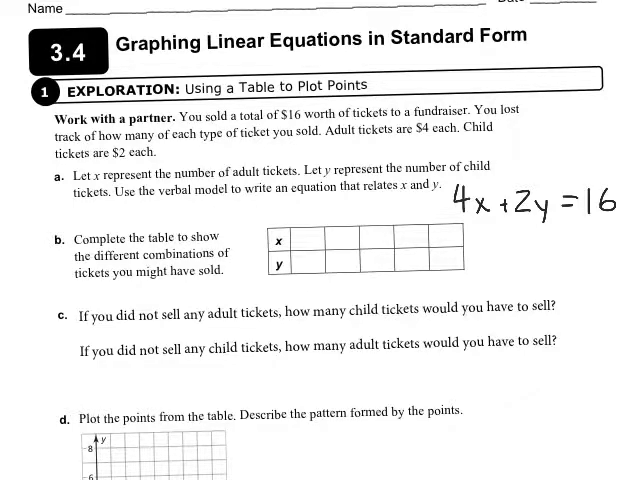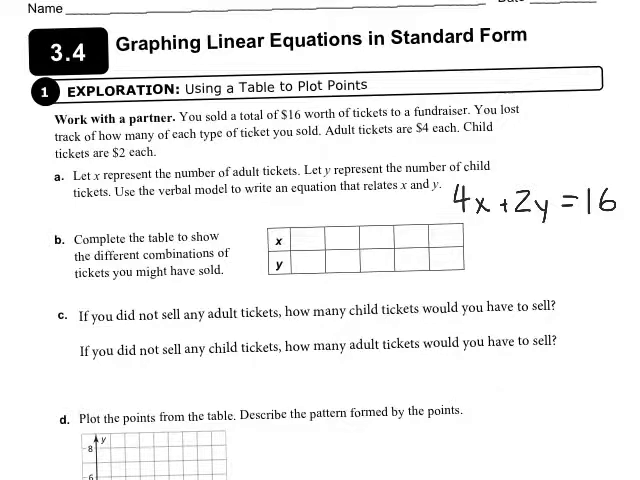Just FYI, this form that we've written it in, where we have X and then Y and then a number, is called standard form. Anytime you see X and Y on the same side of an equal sign and a number on the other side, it's standard form. Standard form is really good for graphing, and it's also good for finding intercepts. X and Y intercepts are where my graph would cross the X-axis and Y-axis, and we'll look at that in a little bit.